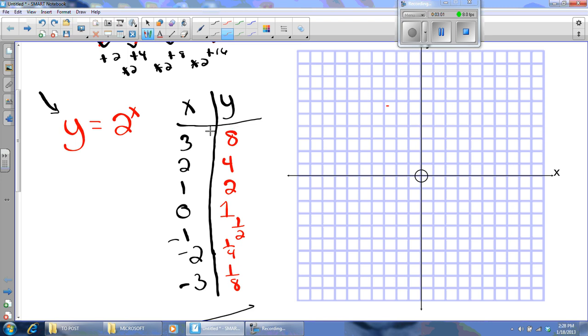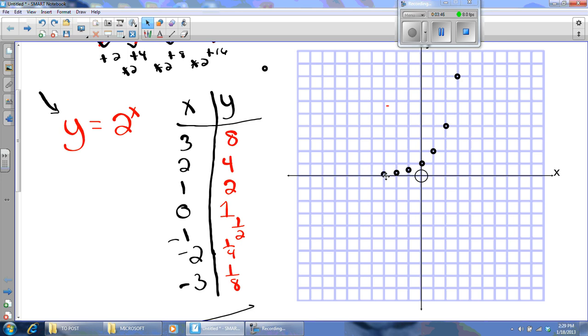So you see, as x is getting smaller, those y values are getting smaller. So let me plot those. Okay, so I need a point at (3, 8). So I go 1, 2, 3 in the x direction and all the way up to 8, right? And then I go 2, 4. And then 1, 2. And then when x is 0, y is 1. And when I get -1, I get 1/2, and 1/4, and 1/8, which gets really difficult to show.